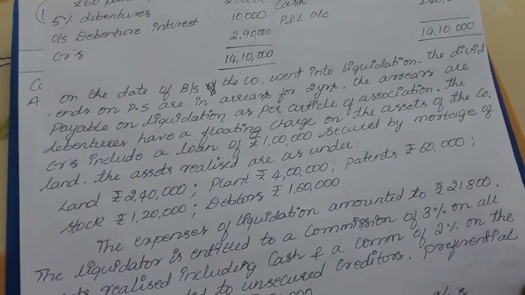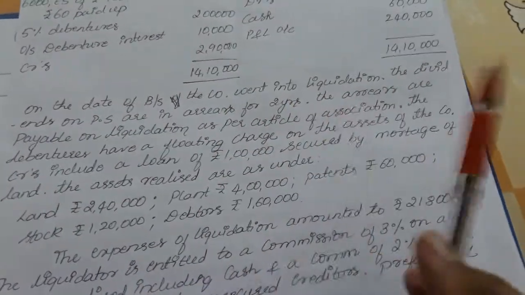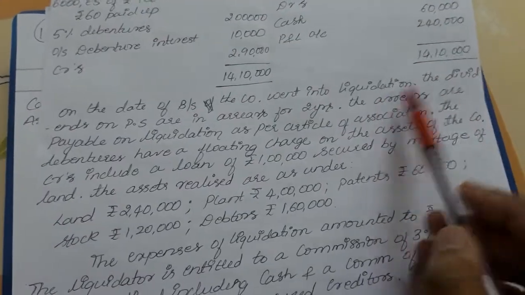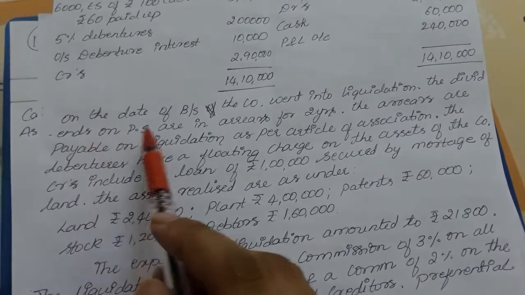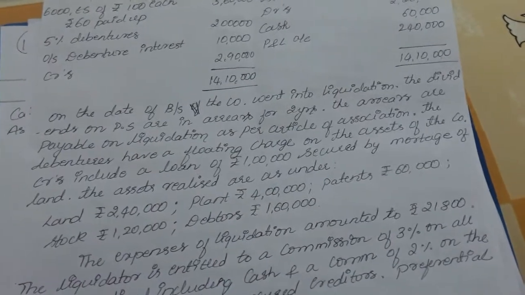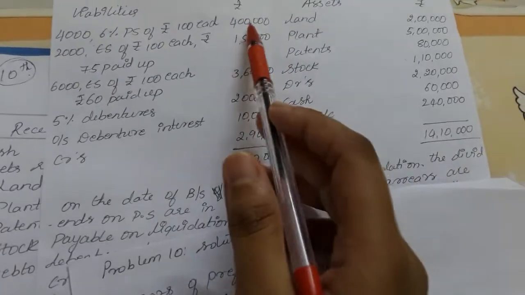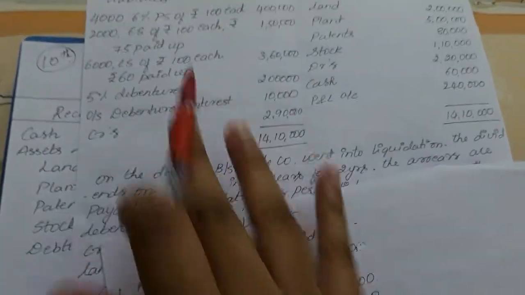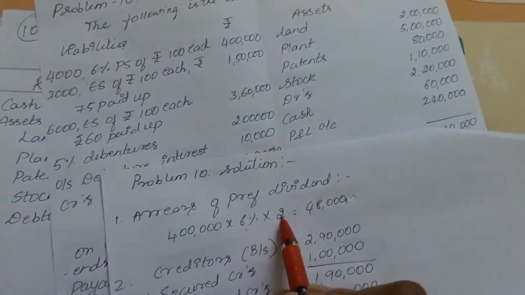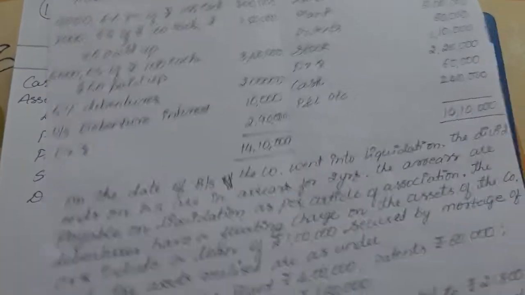Next, coming to the adjustments. On the date of the balance sheet, 31st March 2015, the company went into liquidation. The dividends on preference shares are in arrears for 2 years. How to calculate that? What is the value of preference shares? 4 lakh into 6%, arrears for 2 years. So 48,000 is the arrears of preference dividend.